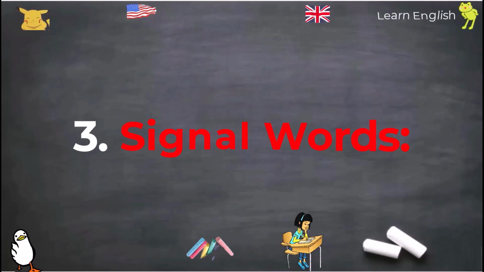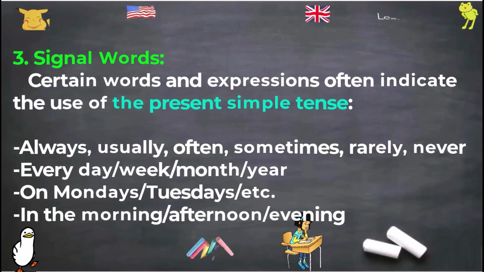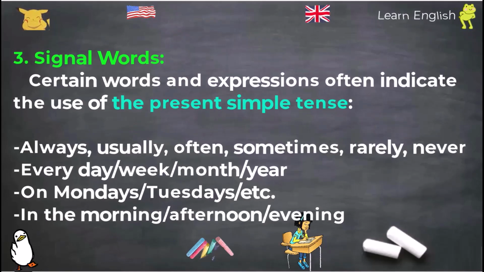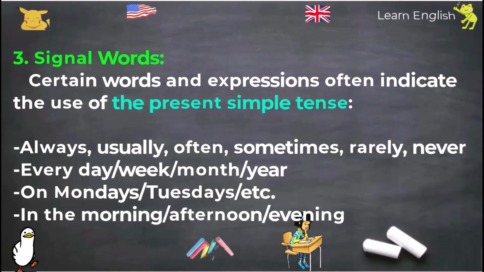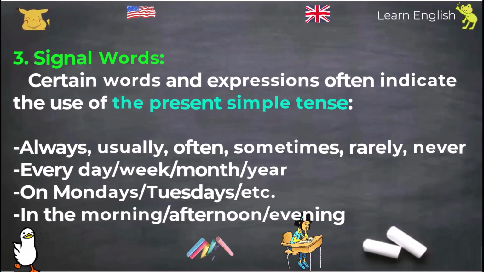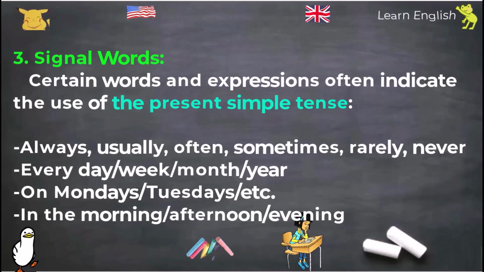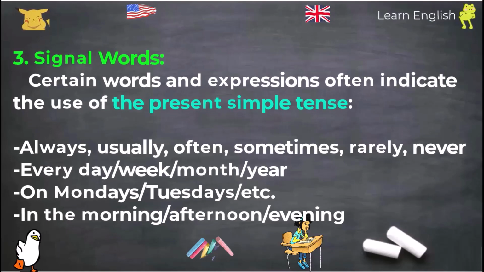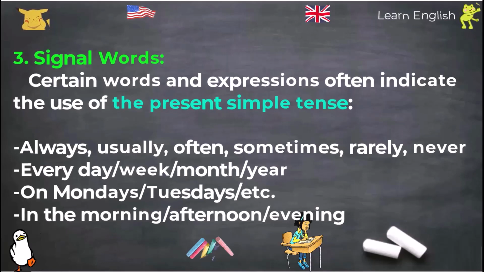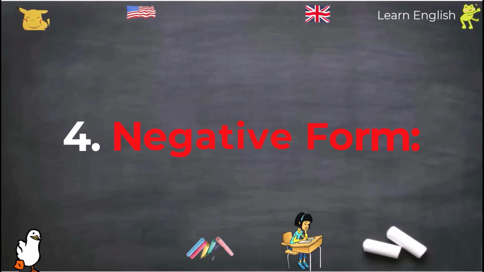Signal words. Certain words and expressions often indicate the use of the present simple tense. Always, usually, often, sometimes, rarely, never, every day, week, month, year, on Mondays, Tuesdays, etc., in the morning, in the afternoon, in the evening.